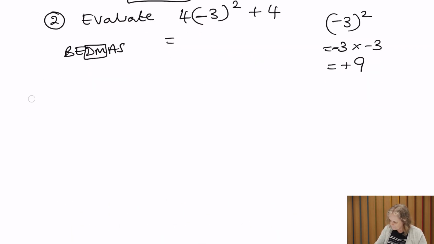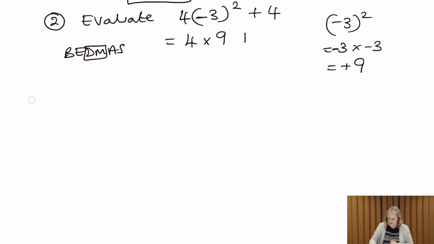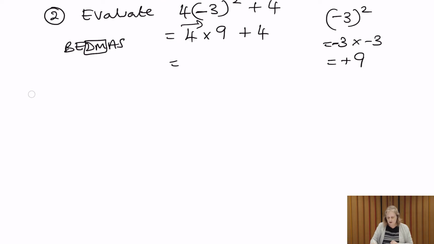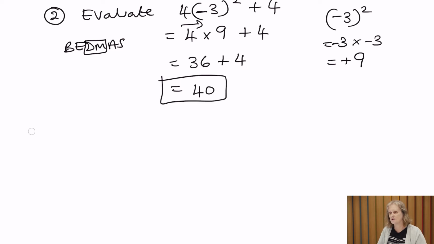So now we have 4. Now we recognize with the brackets that means it's multiply. So that's the operation that we recognize here. So we have 4 multiplied by +9 that we just worked out, and then we've got add 4 here. Now we're going to go from left to right, looking for division or multiplication. We've only got multiplication here, so we've got 4 times 9, which is going to give us 36, and then we're going to add 4, and then we can complete that to give us a final answer of 40. So when we've evaluated this using BEDMAS, that's given us an answer of 40.